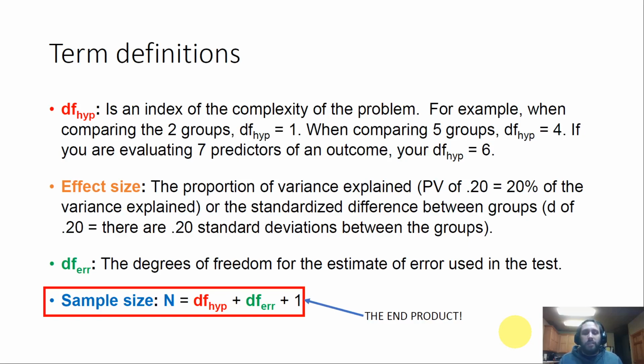Once you've reached the sample size, you've used this chart correctly. And all that the sample size is, is the degrees of freedom hypothesis plus the degrees of freedom error plus 1. And we have to add that plus 1 because we removed it earlier from the degrees of freedom hypothesis.